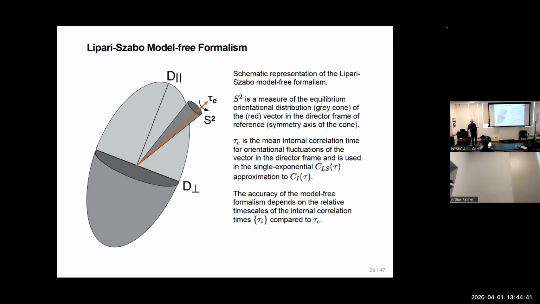And in this case, the amplitude is measured by the order parameter, which is related to the spherical harmonics, and therefore to the equilibrium distribution of bond orientations, or CSA tensor orientations. And the time scale is the time scale in the sense of this integral of the autocorrelation function.